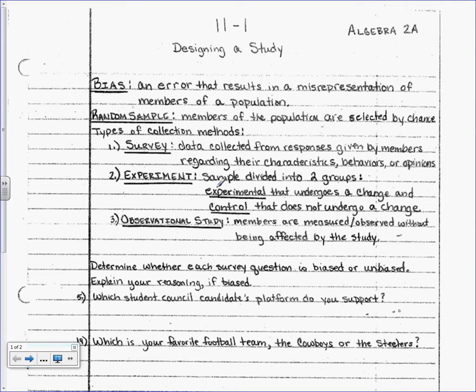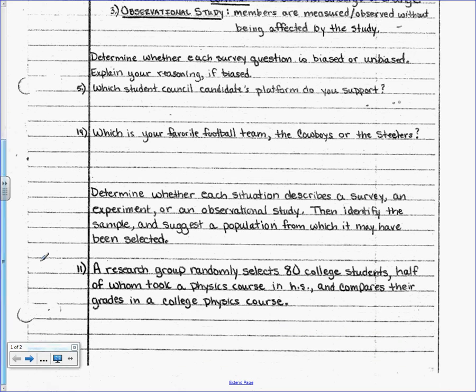Determine whether each survey question is biased or unbiased. Explain your reasoning if it's biased. Which student council candidate's performance platform do you support? So just go with your gut. Do you think it's biased or unbiased? Typically, going with your gut is pretty good, except for on question 1 because you're not used to it yet.